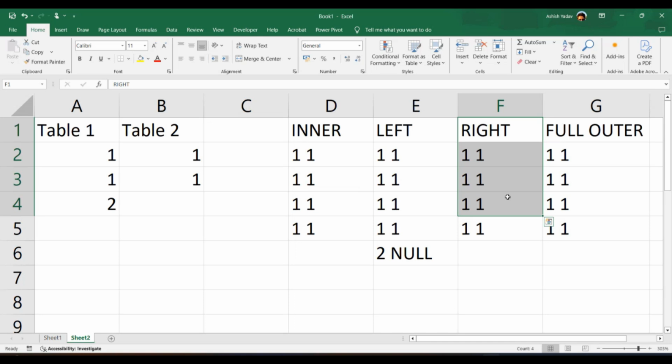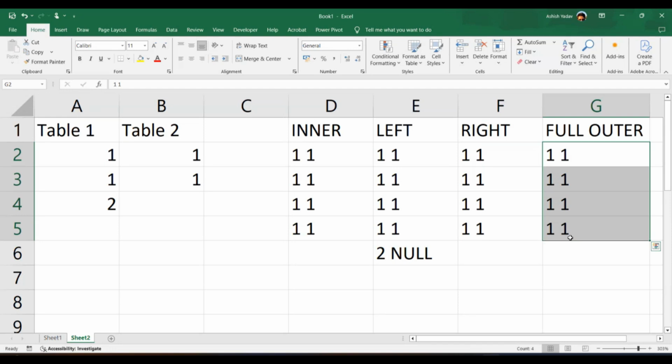Matching records from both the tables plus non-matching from the right table. Right. So matching records from both the tables is your inner join, which we have already written. Non-matching from the right table. Was there anything which was not matched from the right table? No, right? Because both of these were matched with these ones. Okay, so right join, it's the same.